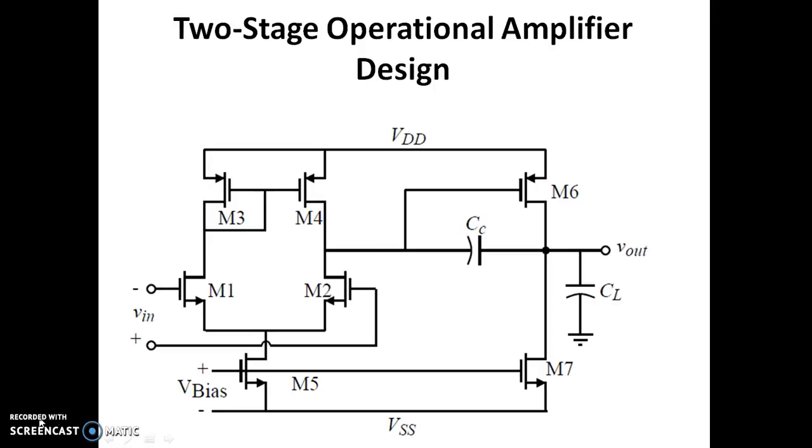It consists of 7 MOSFETs, constituting one differential amplifier and a CS amplifier. We have a capacitor CC, which provides compensation. CL is the load capacitor, and the circuit is supplied using two power supplies: one is VDD, the other is VSS.